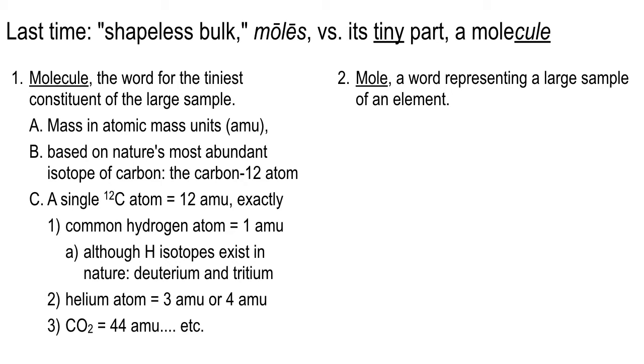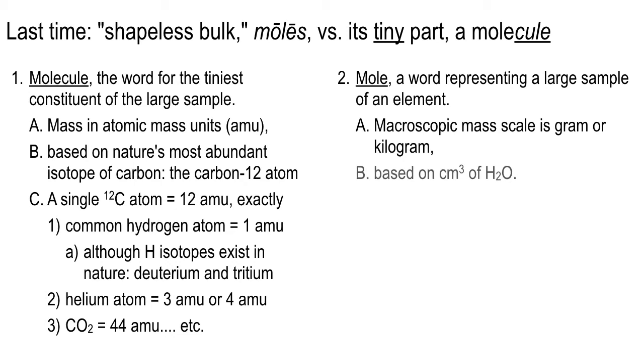Now, this is a word representing a large sample of an element. So, in other words, a macroscopic scale piece of carbon, or a macroscopic scale vessel filled with CO2, or any other substance that you care to name. And so the macroscopic mass scale that we normally use is the metric kilogram or gram. All right, so we're going to use grams.